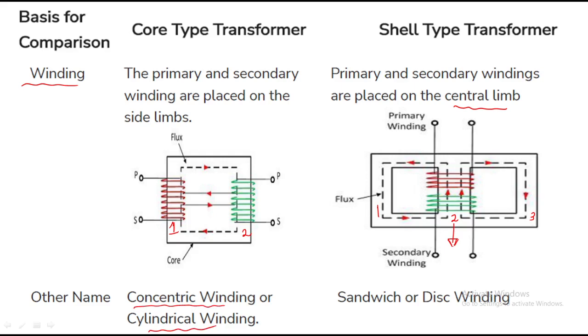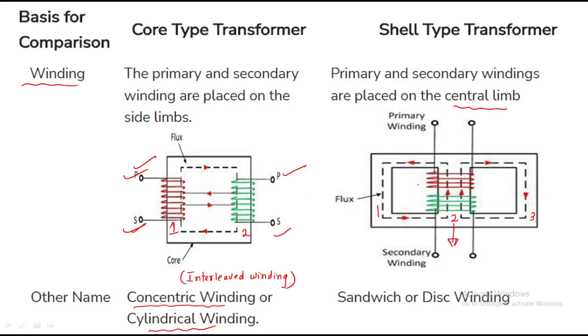See, some part of the portion is from primary to secondary, like that. See, this is primary, some part of secondary winding is present on both the limbs, right? That's why this winding is called concentric winding or cylindrical winding, and another name is nothing but interleaved winding. Some part of the winding is present between the two limbs, whether it is primary or secondary, same amount of winding is present on both the limbs.